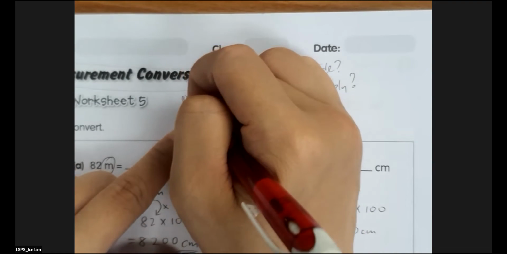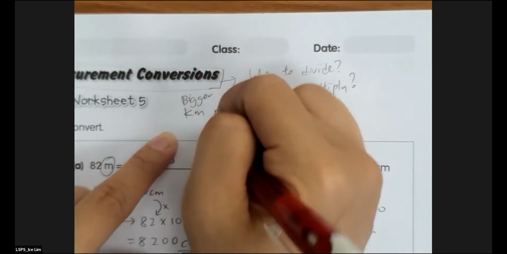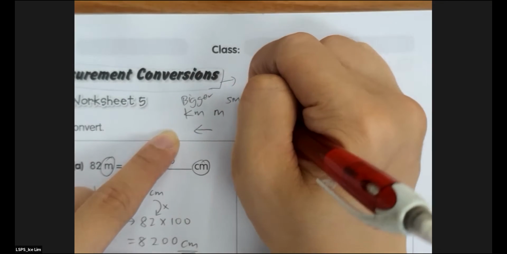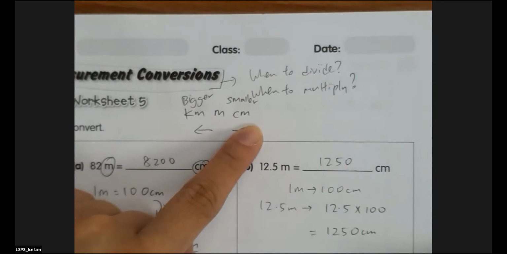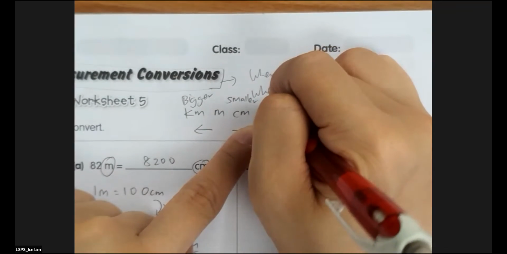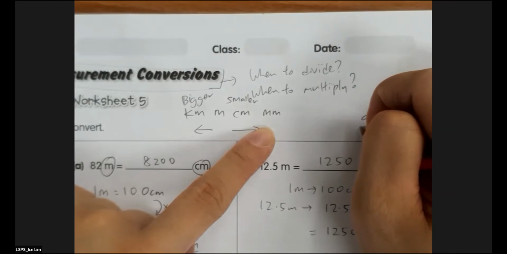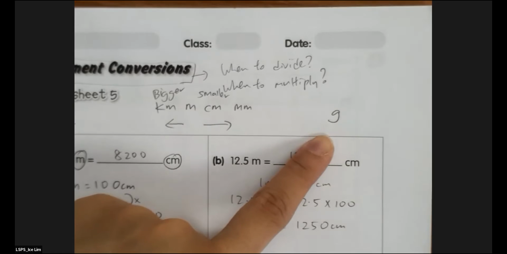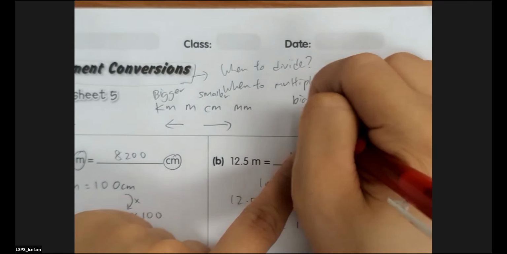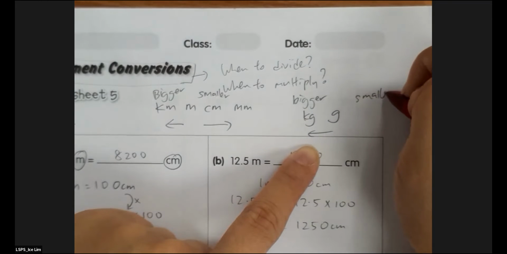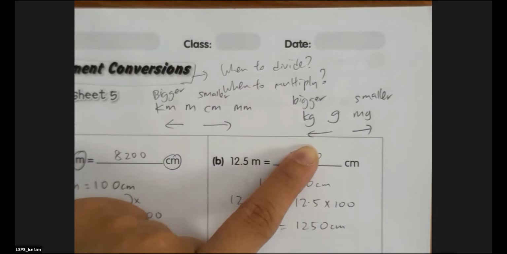The bigger one, we have kilometer. Smaller, what do you have? Centimeter, millimeter. Then let's say I say grams is the unit. What's the bigger one? Kilogram. Smaller one? Milligram. Sounds okay?